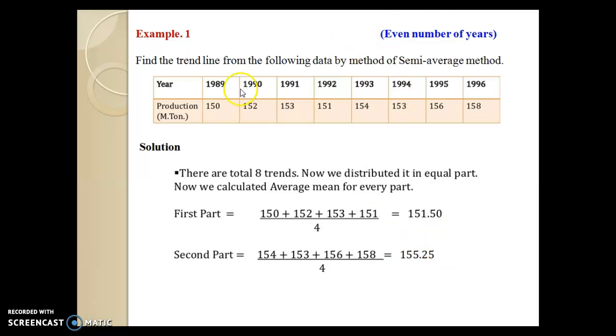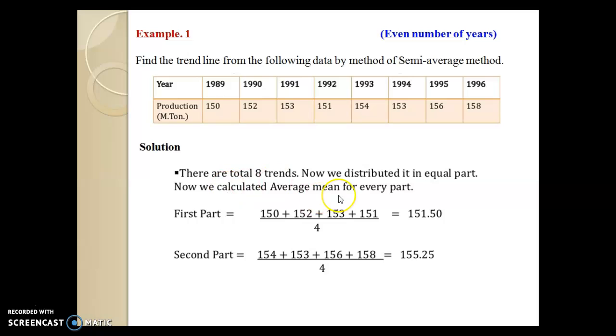Even number, this is the data for the year and production in million tons. Data for 1989 to 1996. As per the procedure, this is the solution. This is the first part. This is the 8-year data, that is the even number distributed in equal parts.